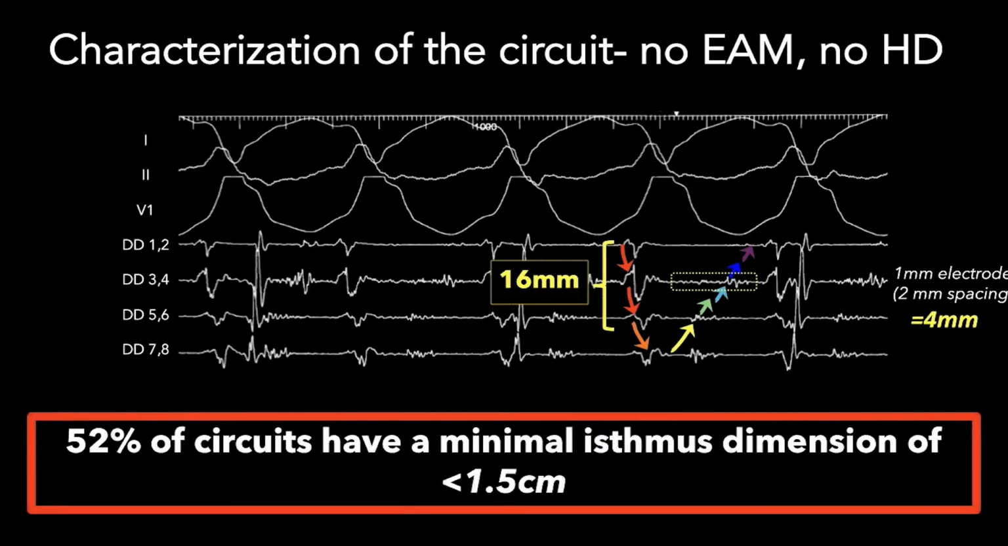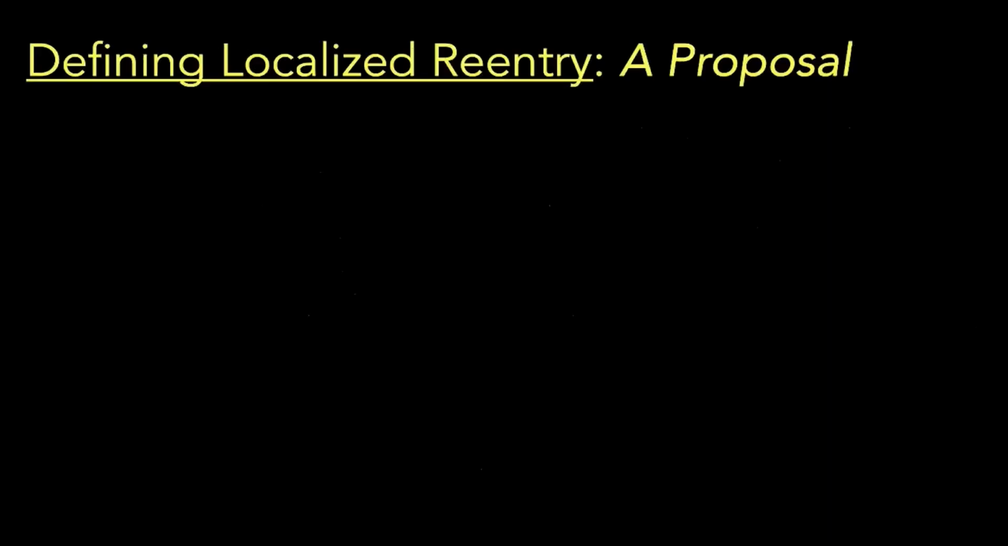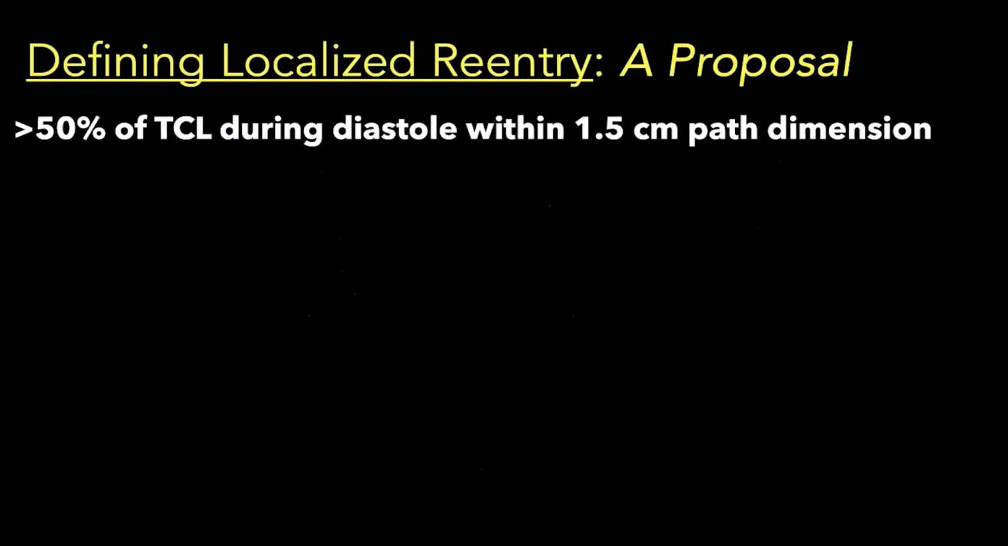And we found that 52% of circuits have a minimal isthmus dimension of less than 1.5 centimeters. That is relevant because this is allowing more detailed characterization of the actual size, the width, and the dimensions of the critical isthmus. Well, what is the definition of localized reentry or micro reentry? Micro reentry is probably cellular, but localized reentry, here's a proposal.